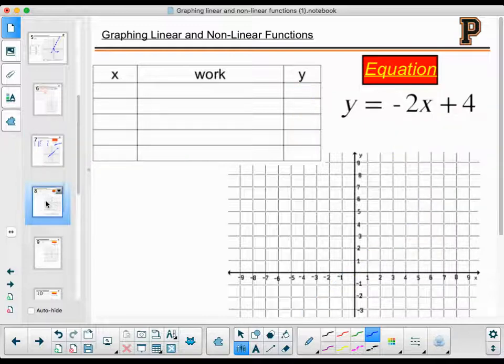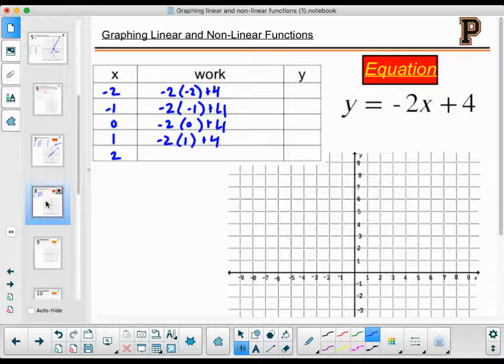All right, like this one. We're going to take -2 times the x and then add 4 to it. So again, I think it's wise to pick out some positives and negatives, right? And in my work portion, I'm just going to submit those x values to the equation. -2 times -2 plus 4. -2 times -1 plus 4. -2 times 1 plus 4. -2 times 2 plus 4.